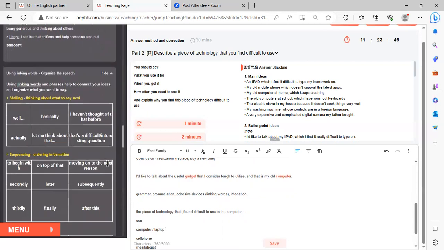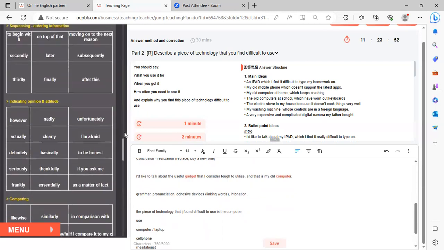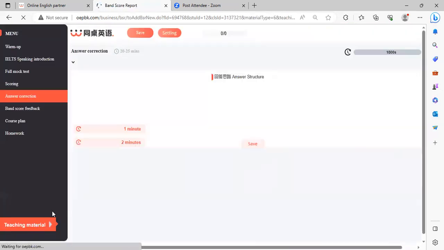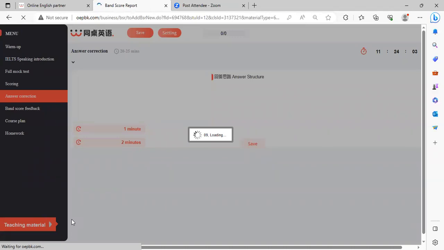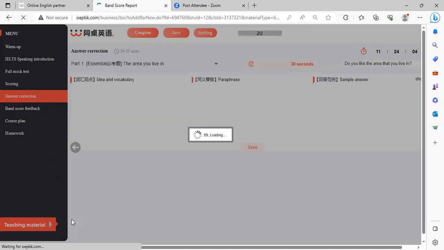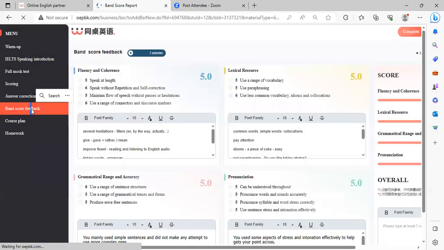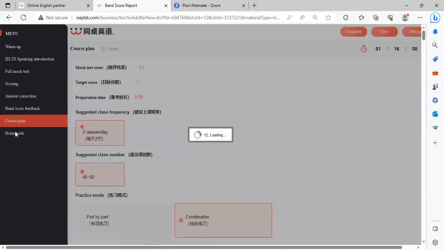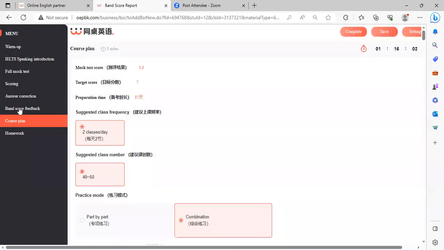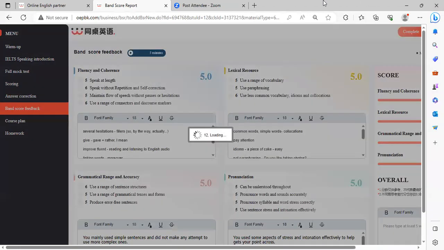Okay, so that's the end of the methods. Now, don't forget to save. All right. So after this we will go back to the menu. You're done discussing the answer correction. You already improved the answer of your student. This is the part wherein you will give your feedback to your student, and the course plan and then the homework. Okay, very good.